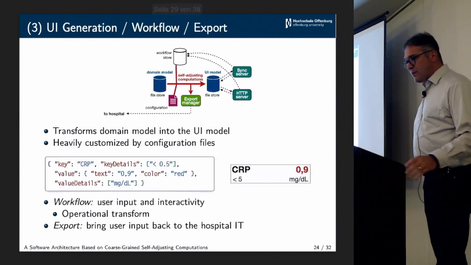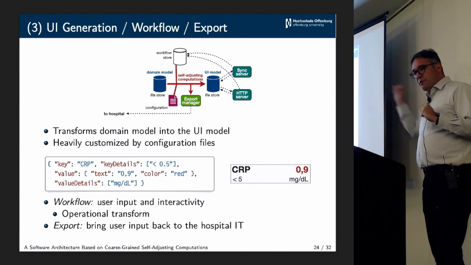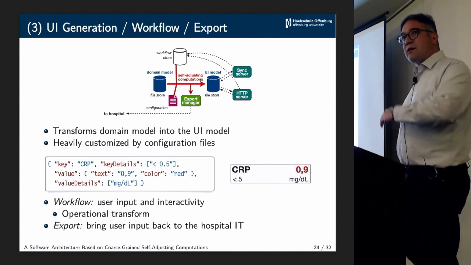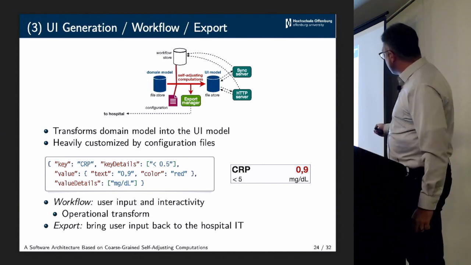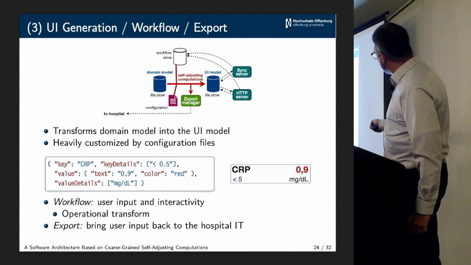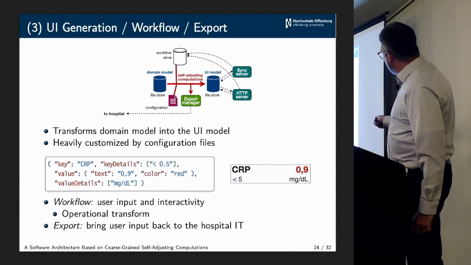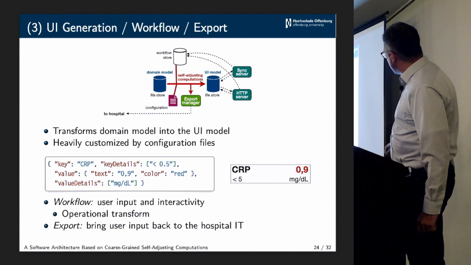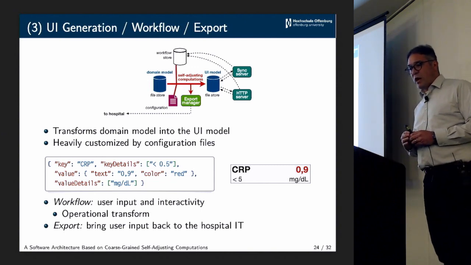The next step is then to take the data from the domain model and map it to the UI model, which then can be synchronized to the users. And that's here. And I mean, that's now pretty similar to what we've seen before. There's also this workflow store where user input is stored, and from the workflow store, the file store with the domain model, and from various configuration files, a pipeline of self-adjusting computations compute the UI model.